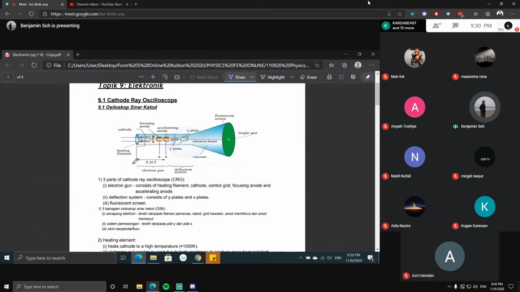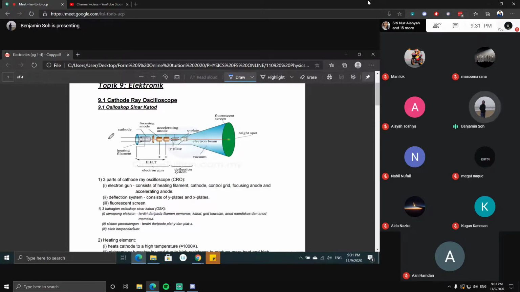Okay, so why is this called a cathode? Because it's connected to the negative terminal of your EHT. That's why it's called a cathode. Why are these two called anodes? One is the focusing anode, one is the accelerating anode, because they're connected to the positive of your EHT. Okay, right? Now start with the cathode again.